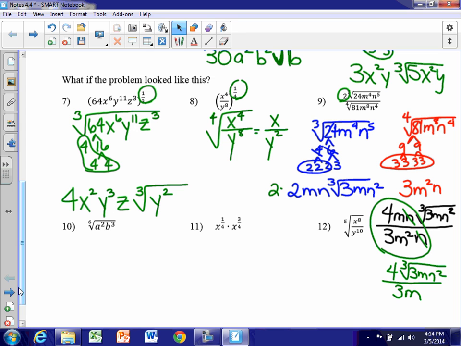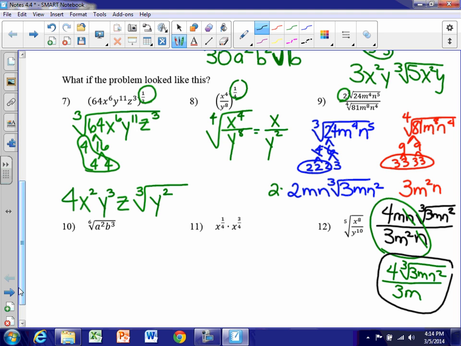Okay? So that one took a lot of steps. We just did the top and bottom separately, and then finally put it back together and reduced.